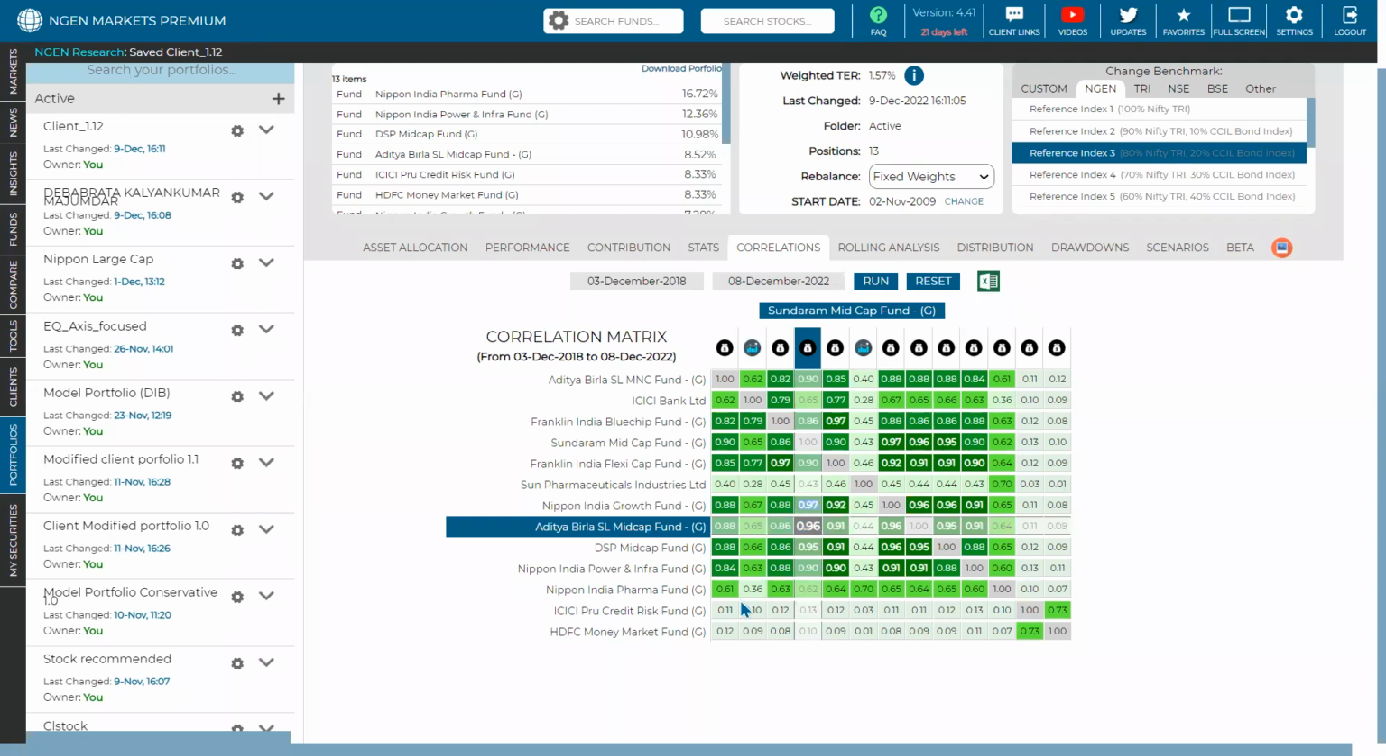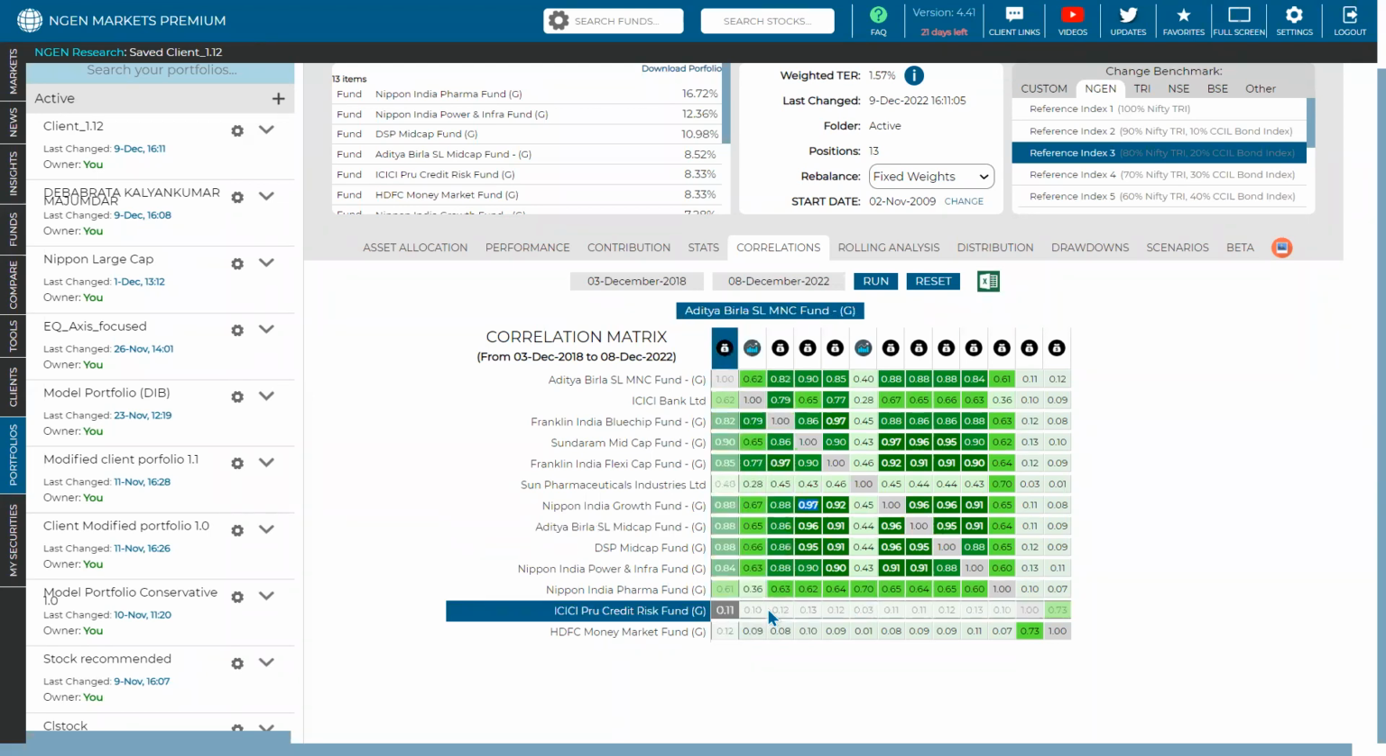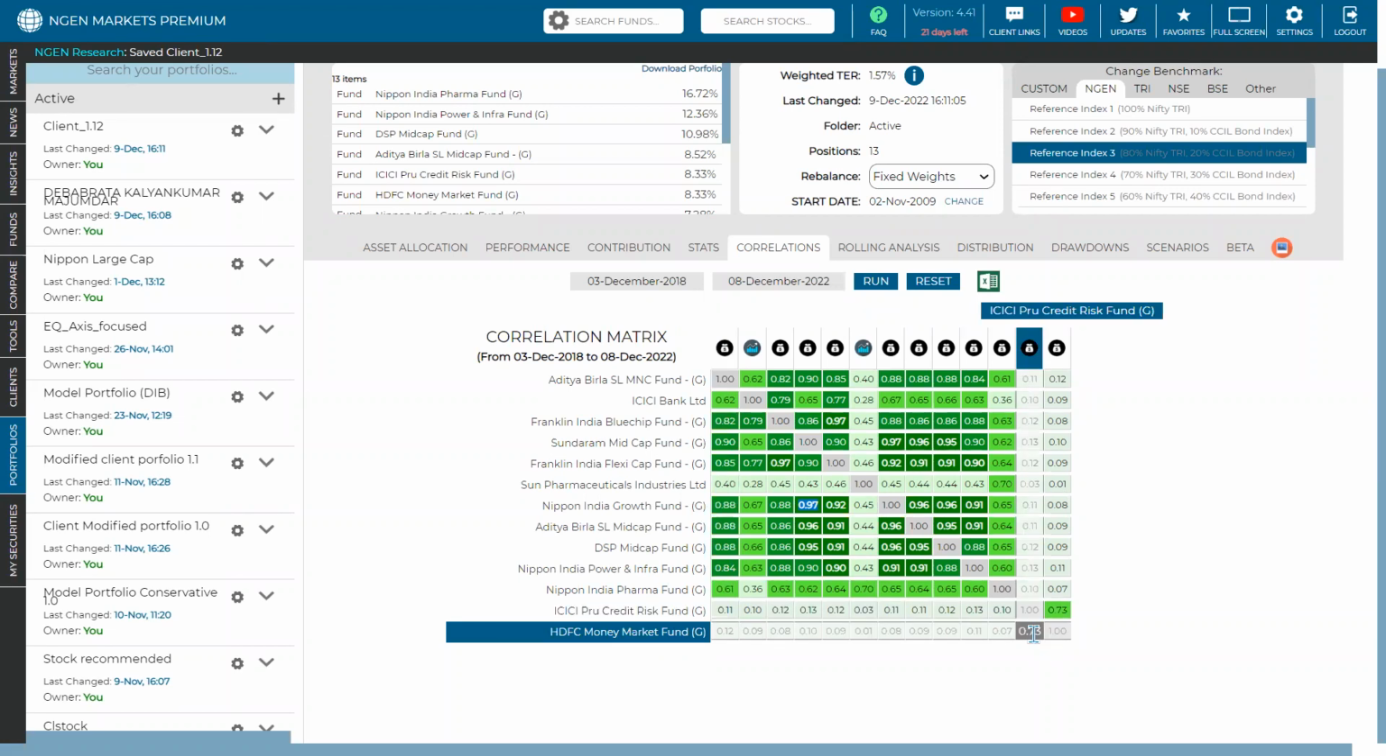Now here, the reason behind me adding some debt: you can see that the debt is not correlating with the equity funds, and definitely it should not, right? So the correlation is very low. You can see it's closer towards zero. If I point out Aditya Birla MNC versus ICICI Pru Credit Risk, it has a correlation of 0.11, which is very close to zero. So hence there is diversification, as a different asset class is involved. But you can see that yes, there's a correlation between money market, HDFC, and ICICI Pru Credit Risk. And there's a good correlation, which is 0.73.